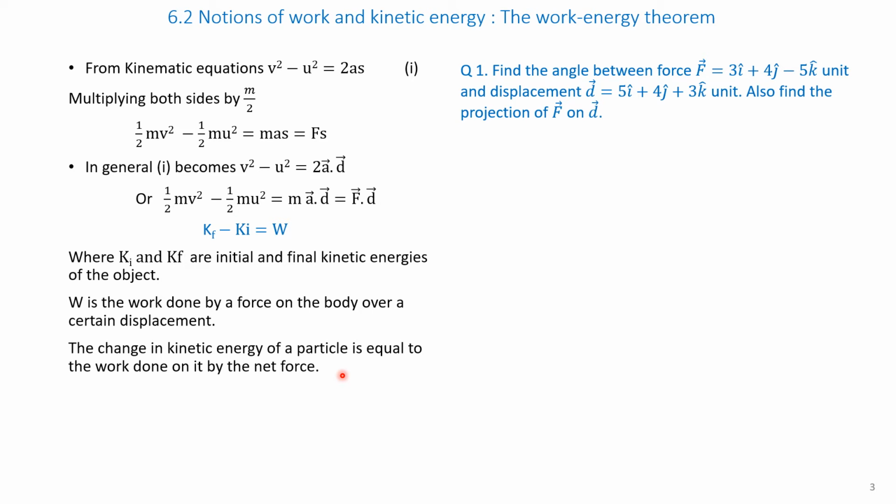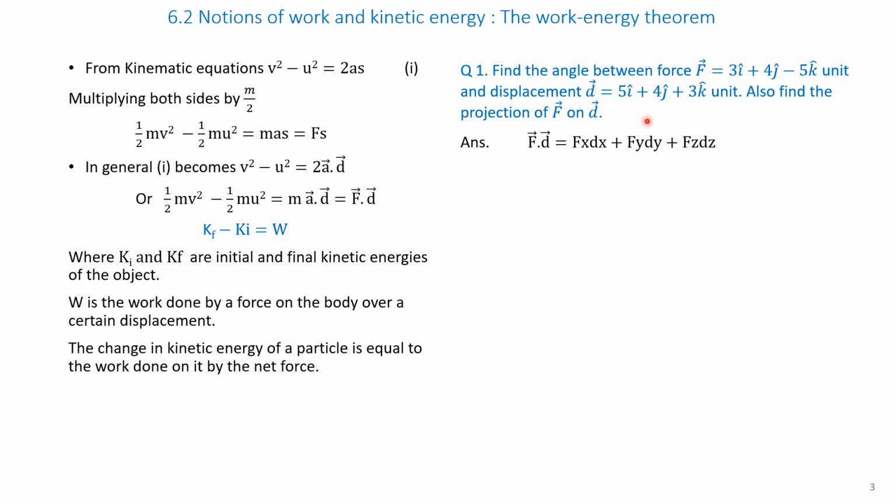Let us solve a question on the work energy theorem. Find the angle between force F equal to 3i plus 4j minus 5k units and displacement d equal to 5i plus 4j plus 3k units. Also find the projection of F on d.